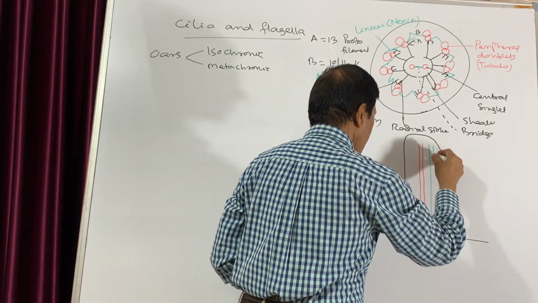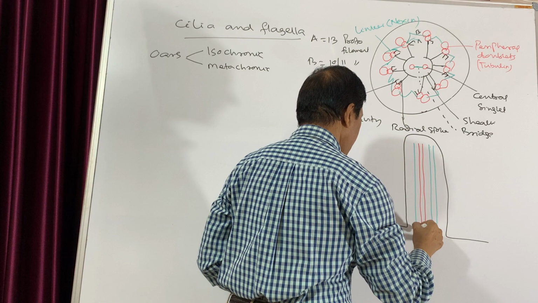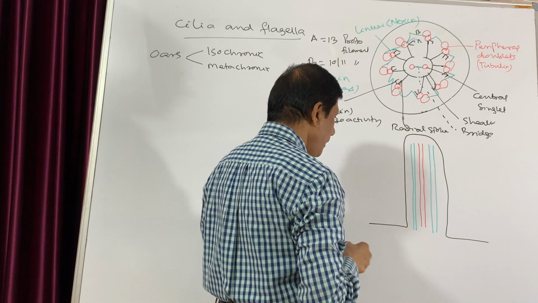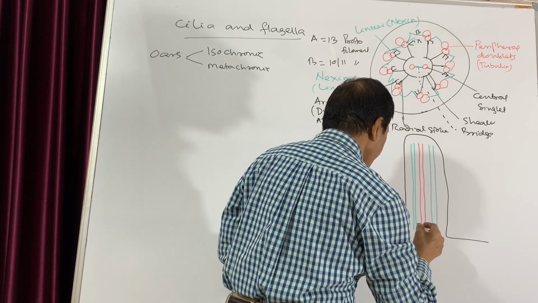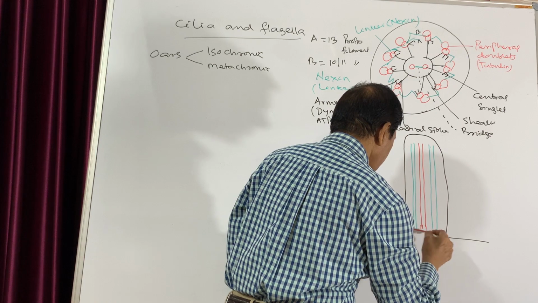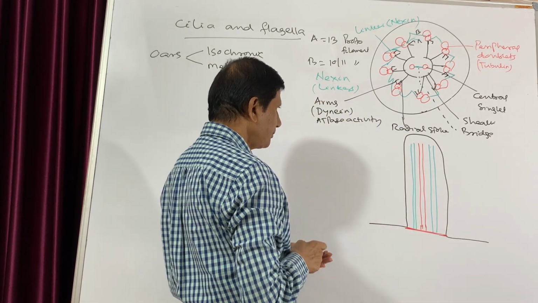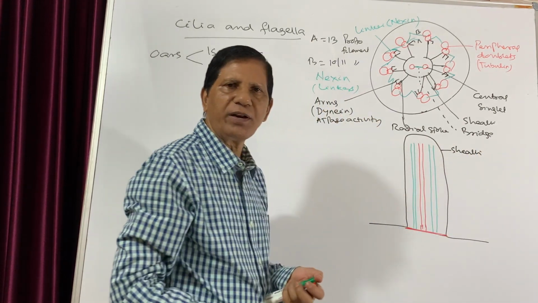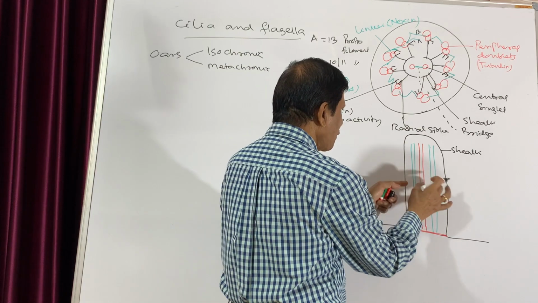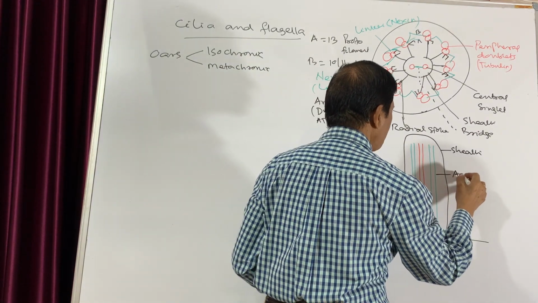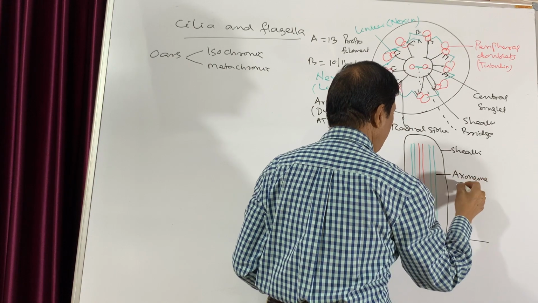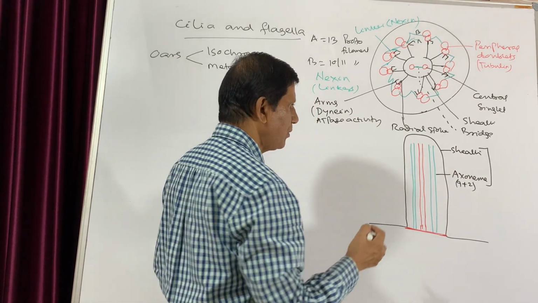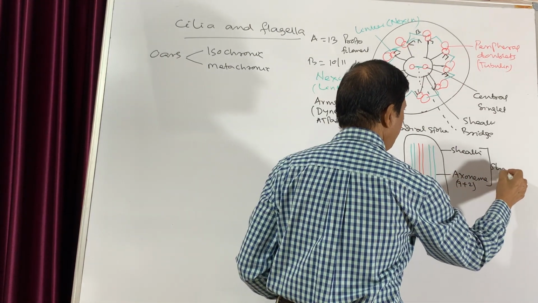So these are the doublets on either side, and this is known as the basal plate. Now you see, this is known as the sheath, that means the cytoplasmic covering is known as sheath. And this 9+2 arrangement is known as the axoneme. Both sheath and axoneme together are known as the shaft.